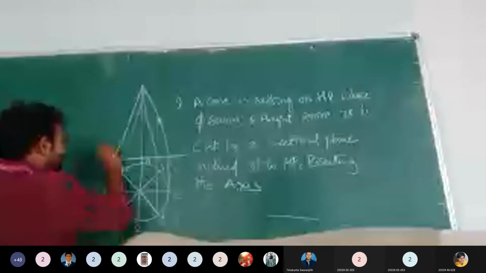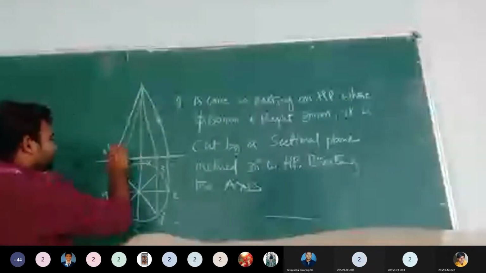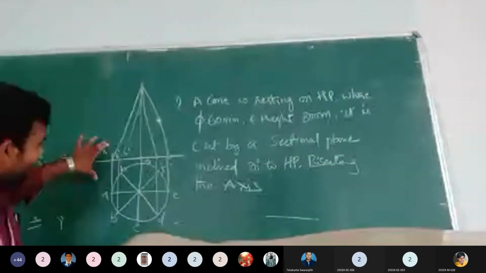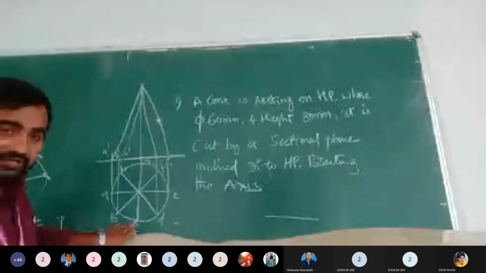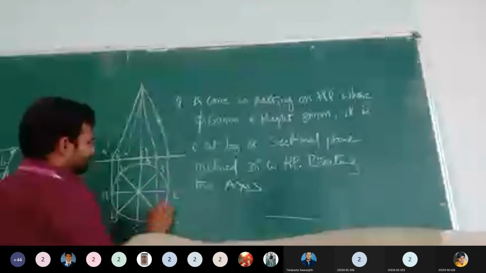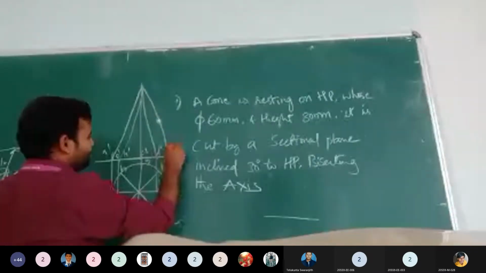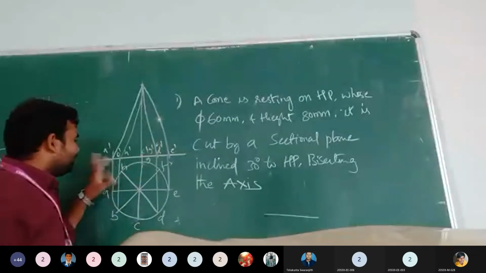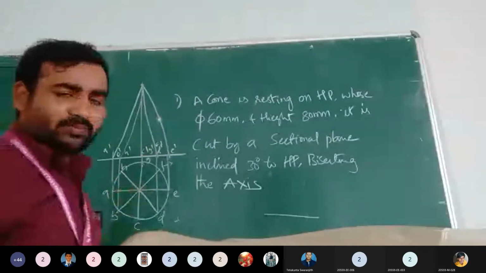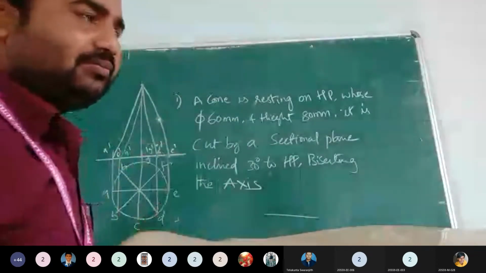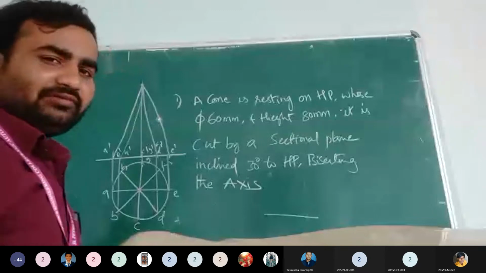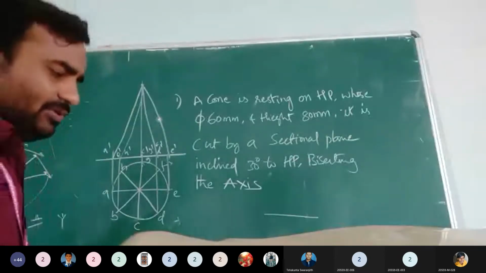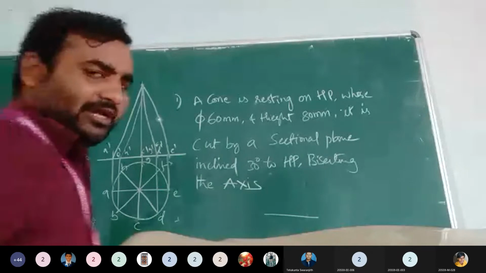So this is A. Here you get A dash. This is your B dash and H dash. Yes or no? A dash, B dash, C dash, D dash, E dash, F dash, G dash, H dash. So can you tell me what letters I have to keep in the brackets? Can anyone tell?